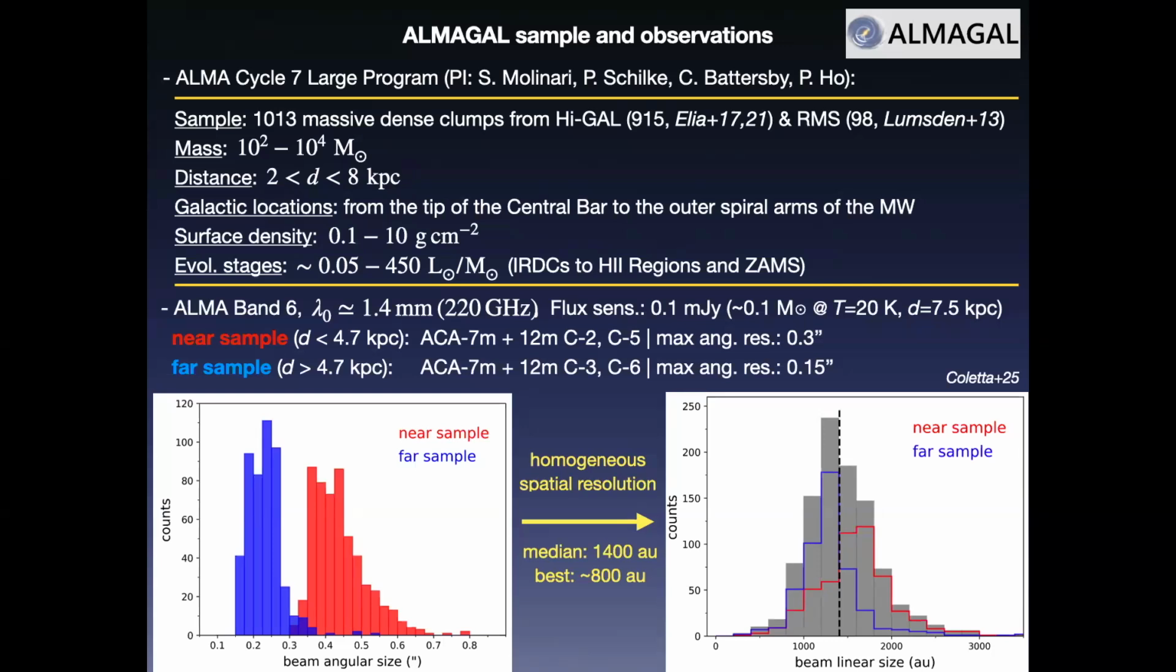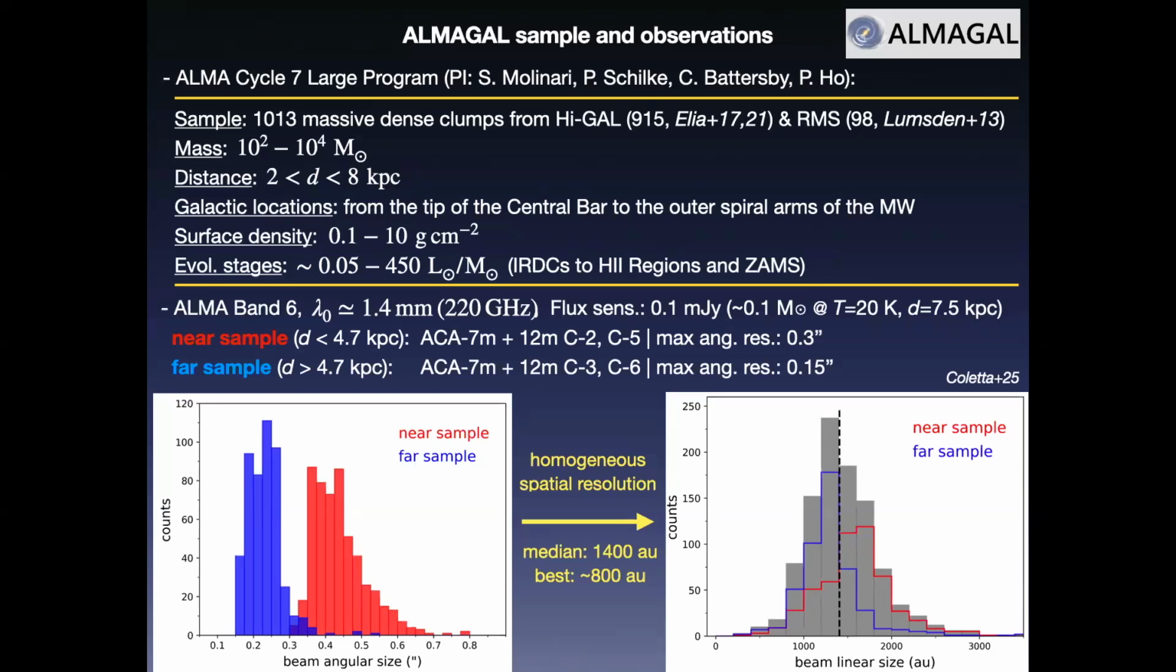Coming to some more technical detail, we observed in ALMA band 6, so at about 1.4 millimeters. We chose 2 different observational setups for the near sample, so distance below 4.7 kiloparsecs, and the far sample. We combined the different antennas and baselines of the ALMA interferometer in order to achieve different angular resolution for the 2 subsamples, as you can see. Basically, we combined the 7-meter antennas plus different baseline configurations of the 12-meter arrays of ALMA.